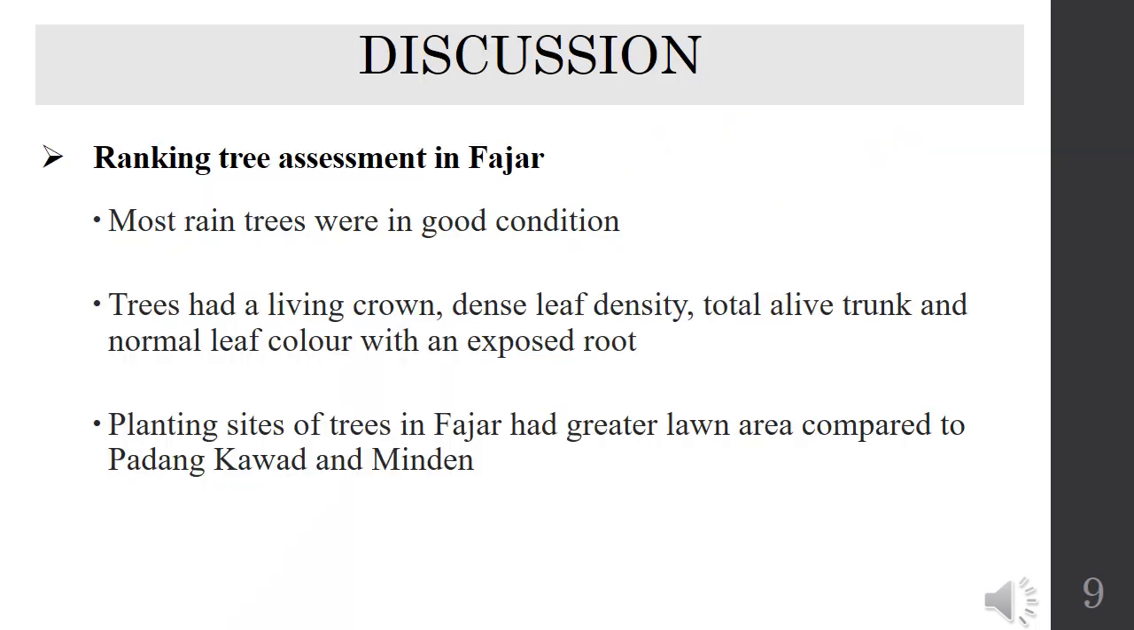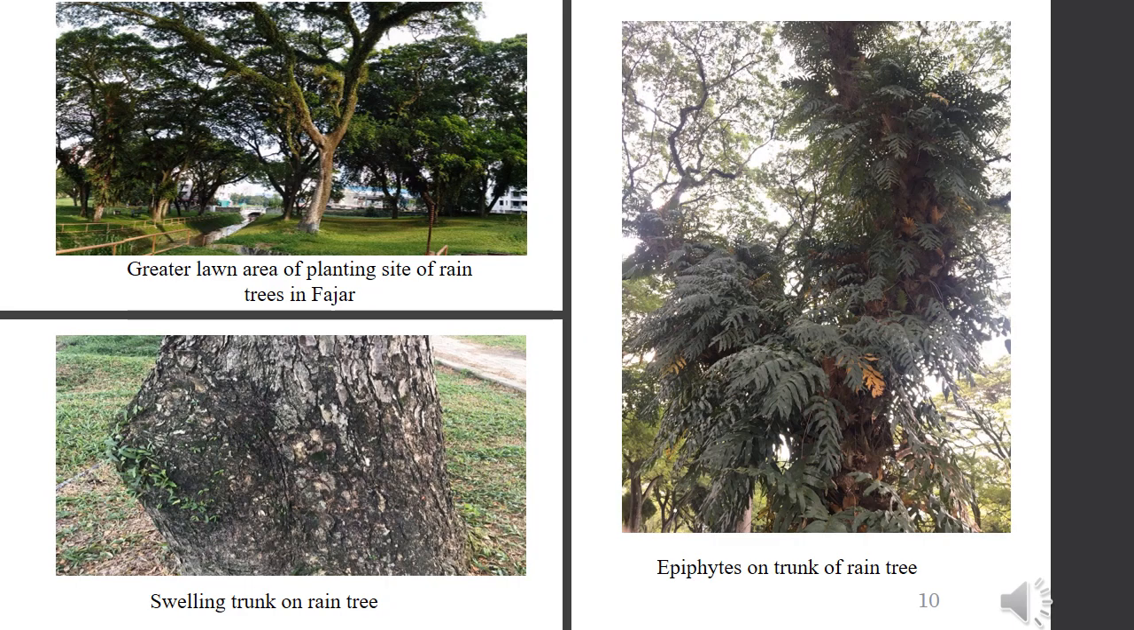For discussion of ranking tree assessment in Fajar, most rain trees were in good condition. Trees had a living crown, dense leaf density, total alive trunk, and normal leaf color with an exposed root. Planting sites of trees in Fajar had greater lawn area compared to Padang Kawat and Mindan. So these are some pictures showing Fajar.